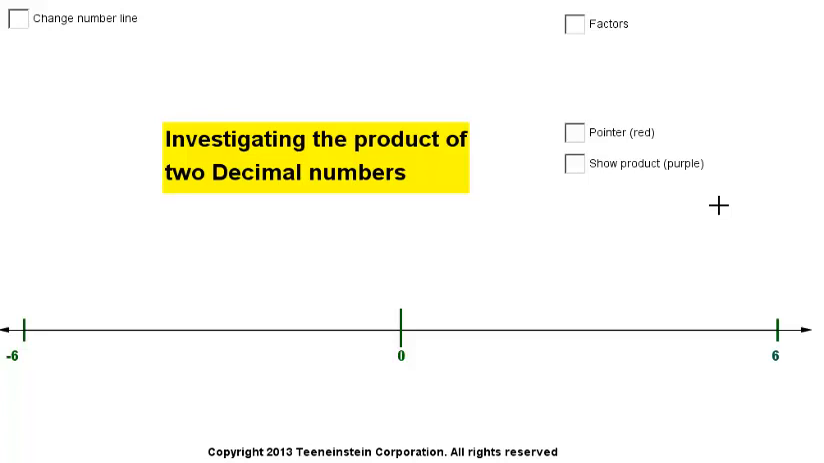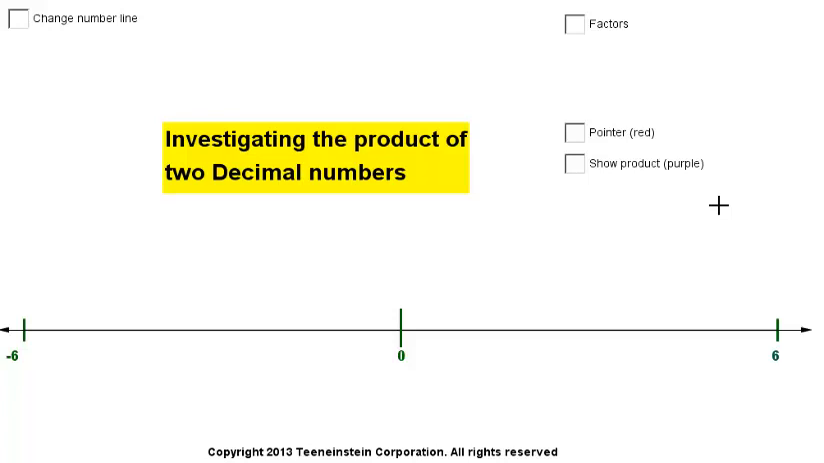Okay, in this video we are going to investigate the product of two decimal numbers. So you know what a decimal number is. A decimal number will have a decimal point in the middle. The left hand side of the decimal point is called the integral part. The right hand side of the decimal point is called the decimal part of the number.